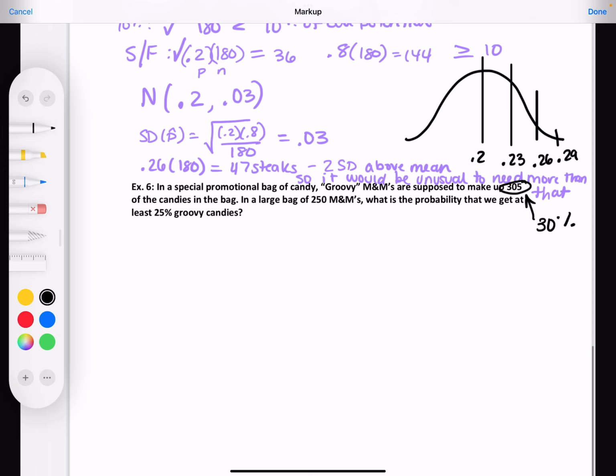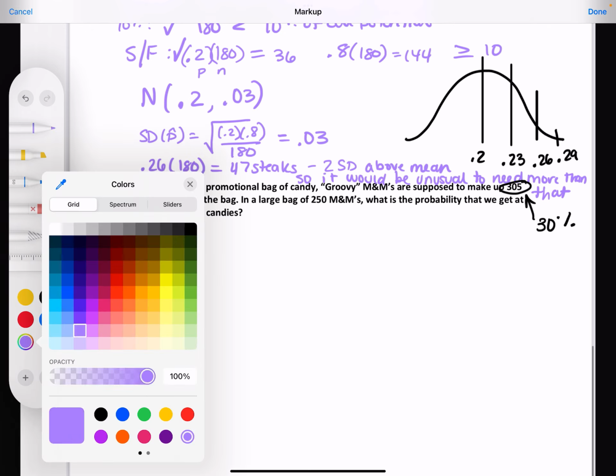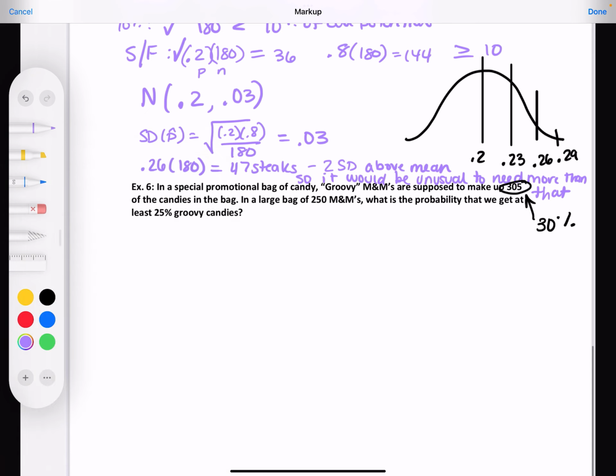Wait, why is it groovy? I don't know. What is a groovy M&M? Want a groovy M&M? I think it sounds a little bit like a bad thing. Why is it bad? Sounds like a drug, bro. Does sound like a drug.